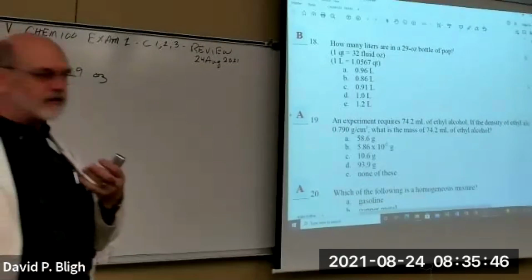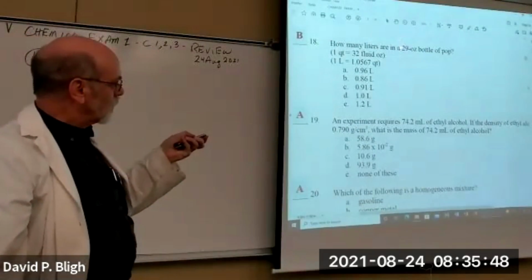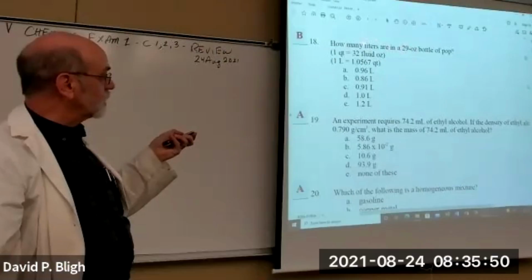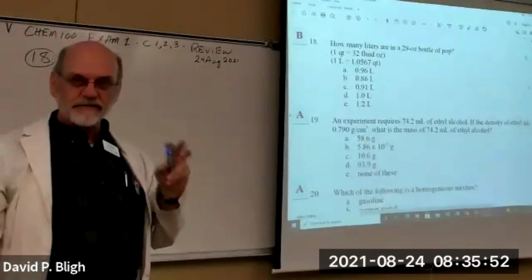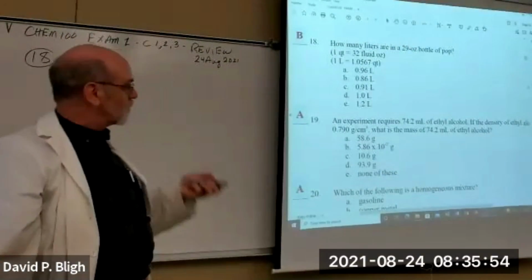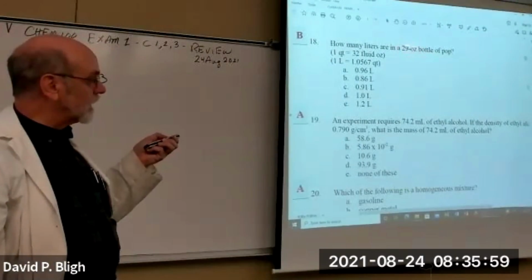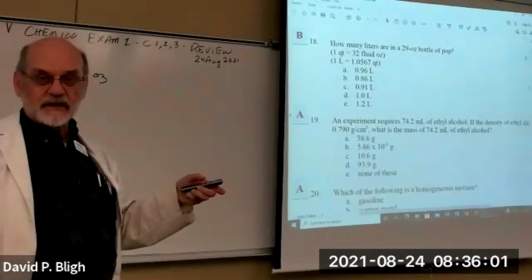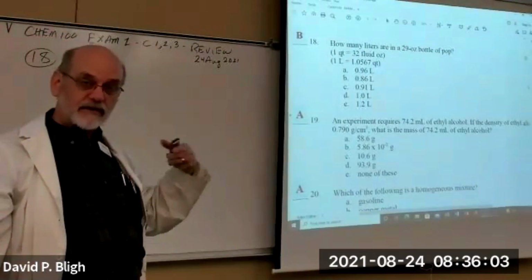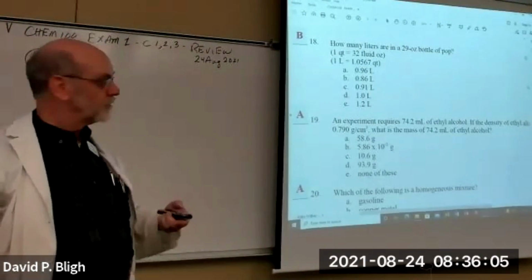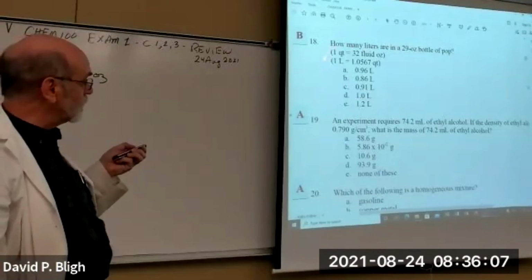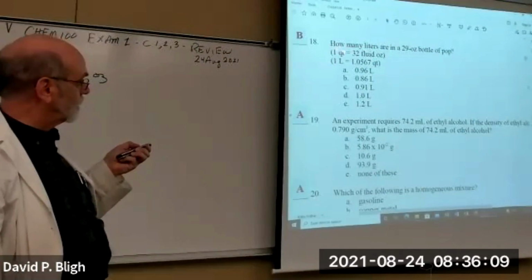So what we've got to do, we're given 29 ounces, but they want to know the volume in the metric system. So you've got to make the transition from the English system to the metric system, and then perhaps even change the metric value. So what do we have up here? You're given these values, right?